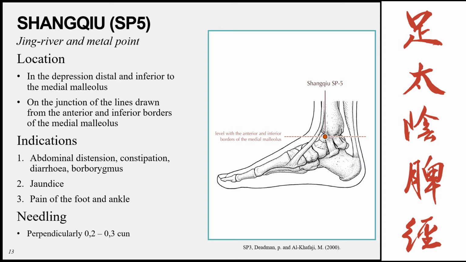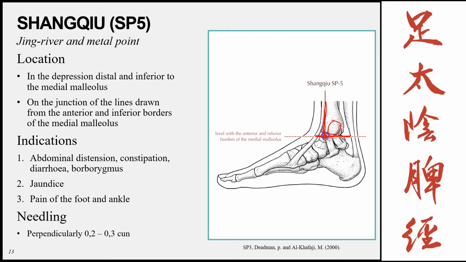So you're going to locate the medial malleolus over here. What we're going to do then is we've got to locate its anterior border, which is around this region. And then we've got to locate the inferior border down here. And where these 2 points meet, there is a depression, and this point is located in that depression.